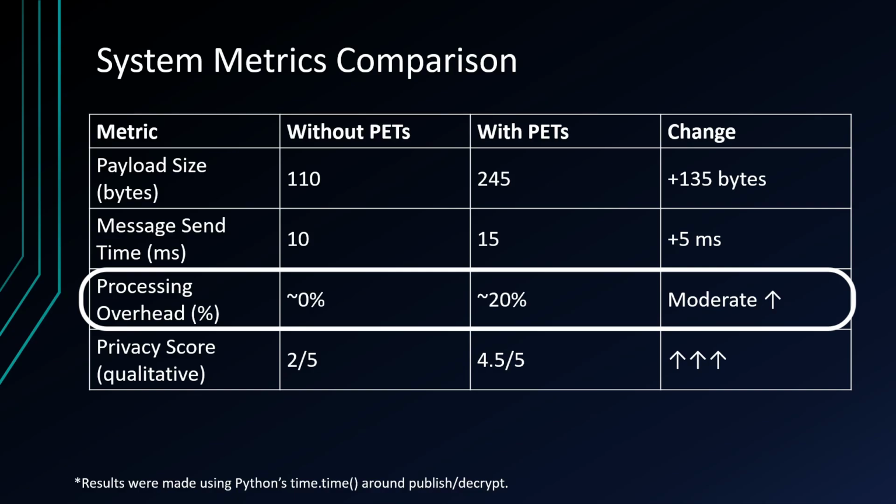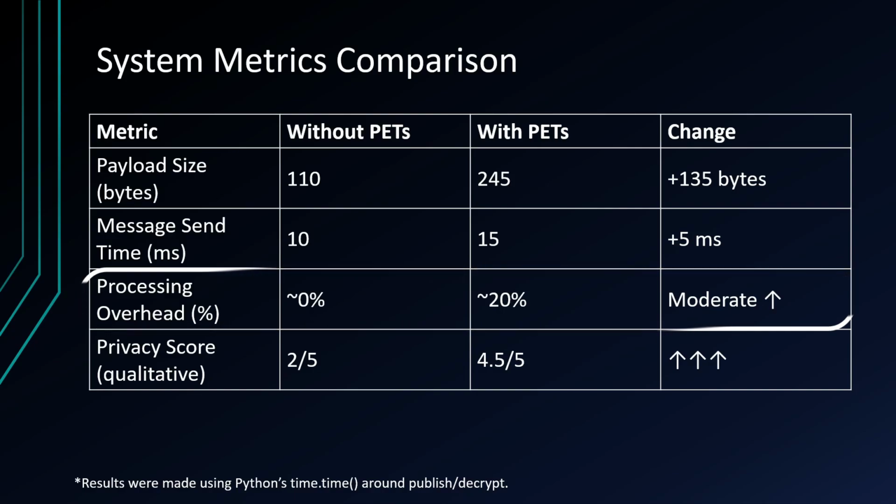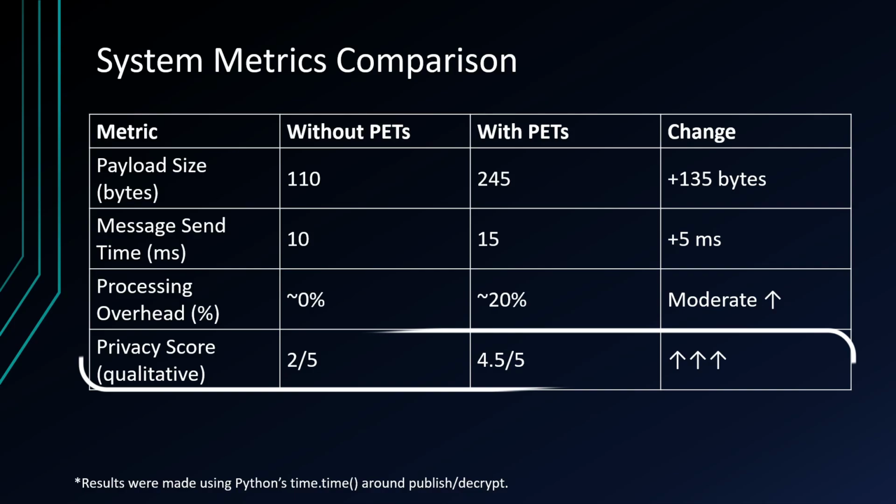But if we consider the case with PETs, there's around 20% of processing overhead because of all the additional functions that were involved, and the change is a bit moderate but not too heavy. If we concentrate on the privacy score, we get around 2 out of 5 without using PETs, because there is no encryption involved and there is no pseudonymization. But with using PETs, we get a solid 4.5 out of 5.